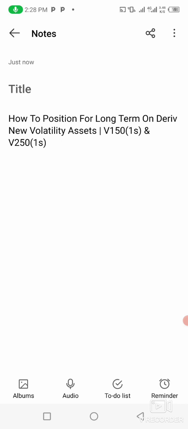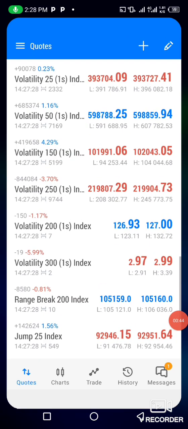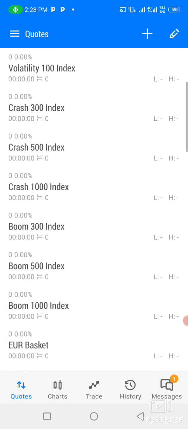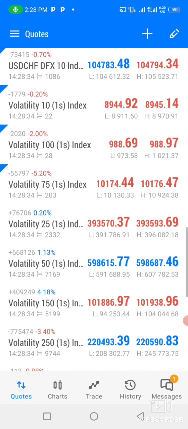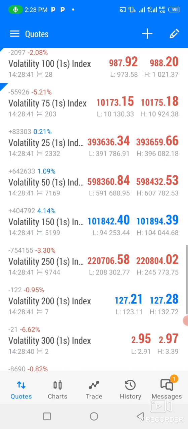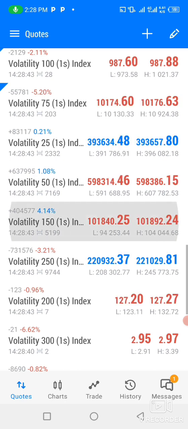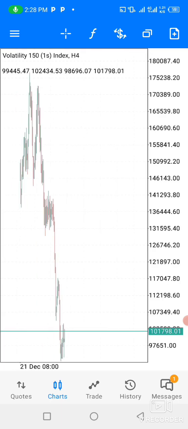In today's video, we shall talk about how to position for long-term on Deriv new volatility assets: Volatility 151S and Volatility 251S. These are the new volatility indices that Deriv just introduced, and one thing with the introduction of a new asset by Deriv is that they tend to push such assets in one direction over a long period of time. Right now, how do you position? Which direction are you looking at?